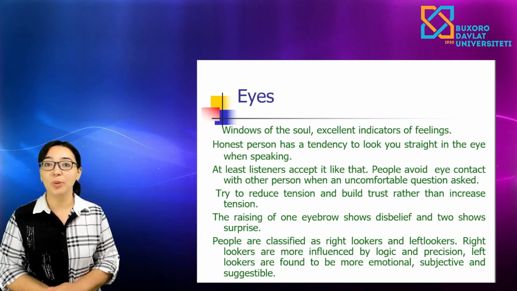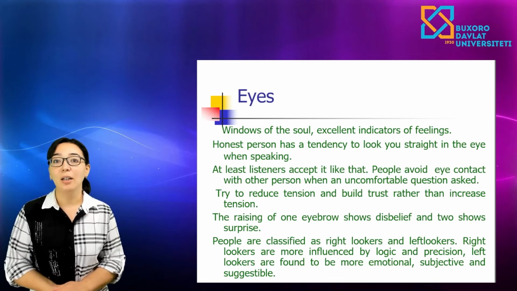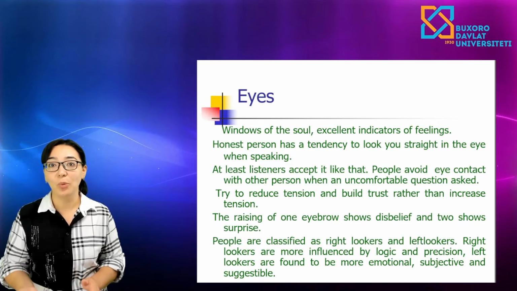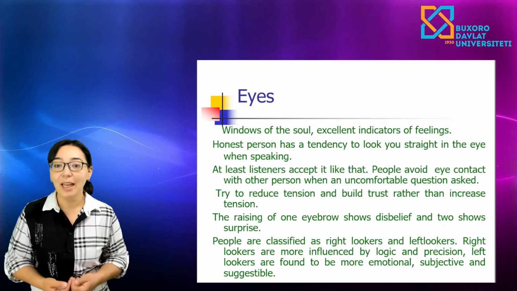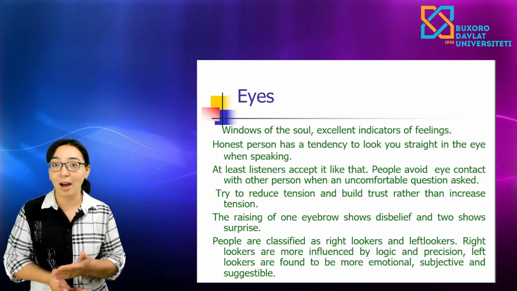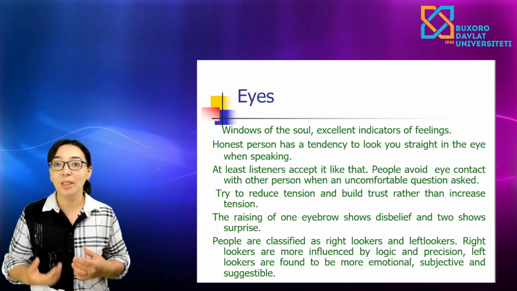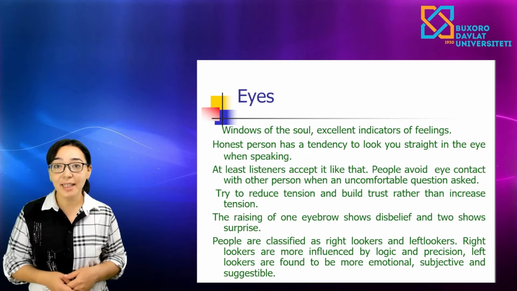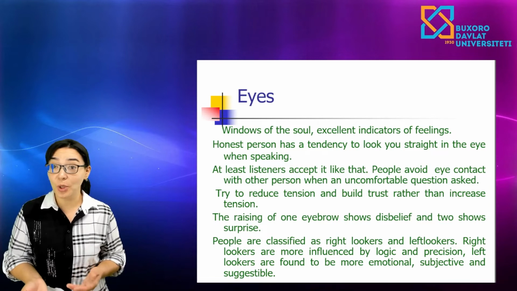Eyes are windows of the soul, excellent indicators of feelings. An honest person has a tendency to look you straight in the eye when speaking. At least listeners accept it like that. People avoid eye contact with another person when an uncomfortable question is asked. Try to reduce tension and build trust rather than increase tension. The raising of one eyebrow shows disbelief and two show surprise.